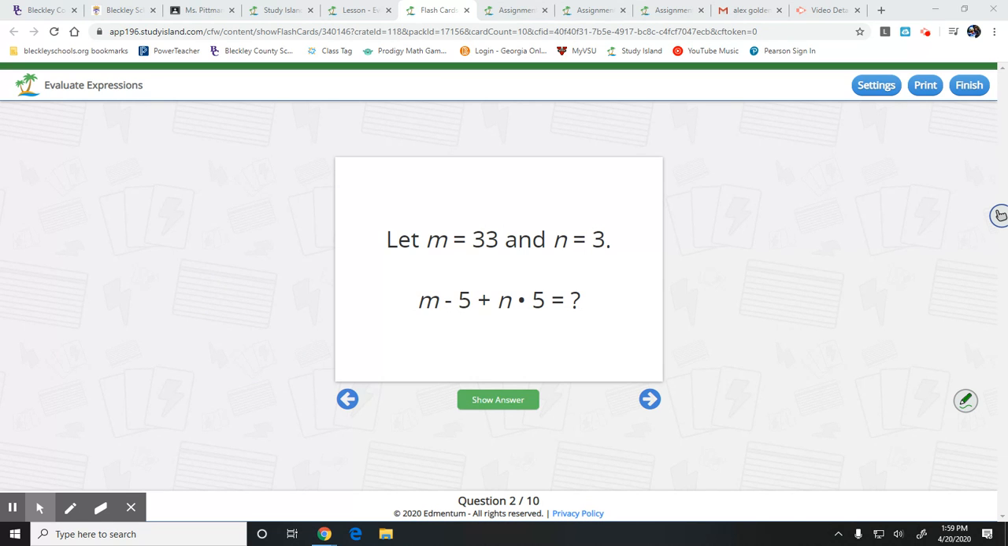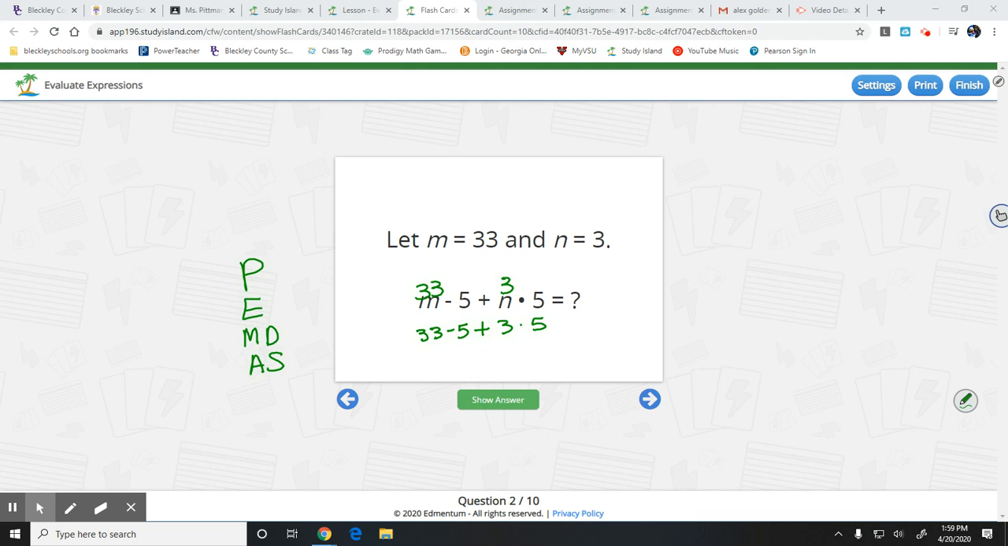All right, let m equal 33 and n equal 3. So wherever there's an m, we're going to plug in 33. Wherever there's an n, we're going to put 3. So I'm going to come under here, and this is going to be 33, and this is going to be 3. All right, so I like to rewrite my problem. 33 minus 5 plus 3 times 5. I'm going to come over here and write my order of operations. Please excuse my dear Aunt Sally.